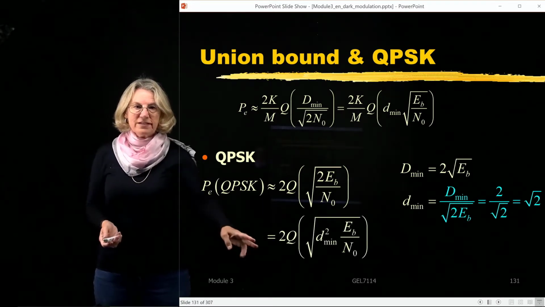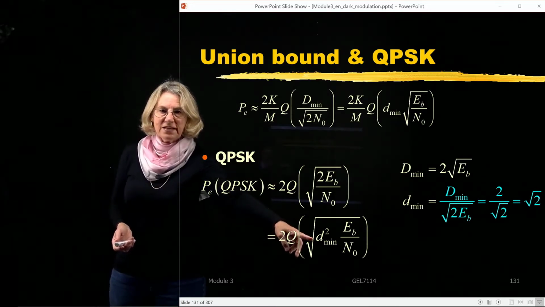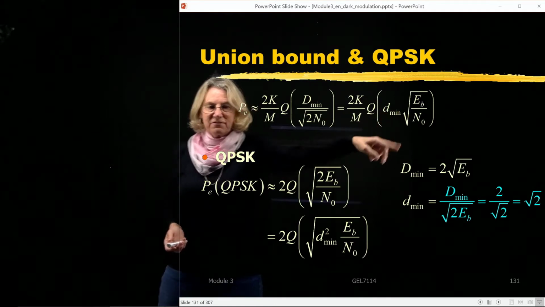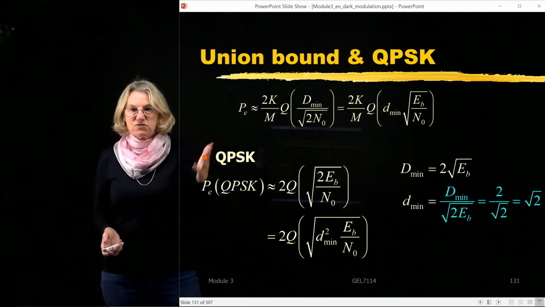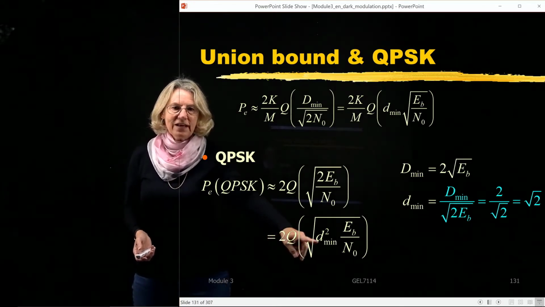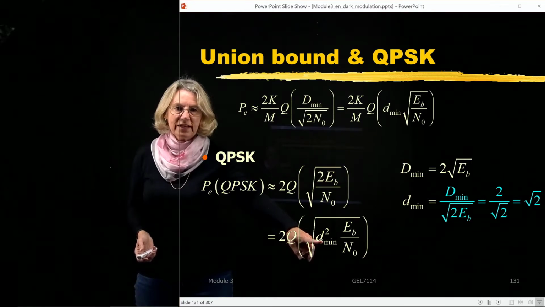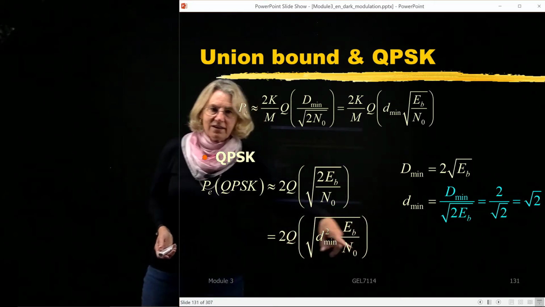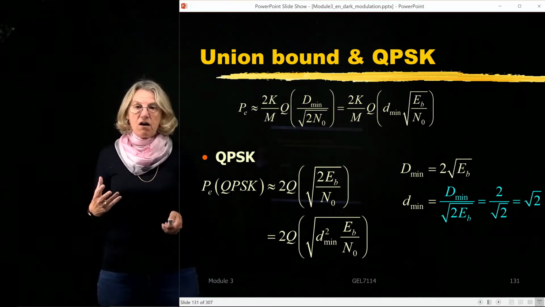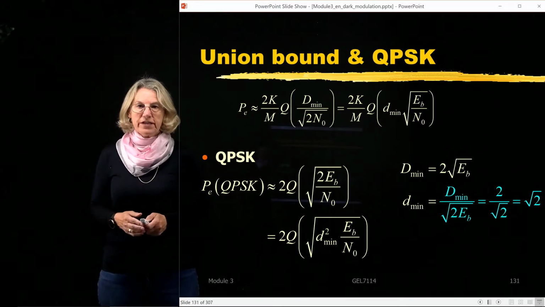So if I were to write the equation, the Q function now with the dmin inside of it, recall that this comes right from the union bound. It's not just for QPSK, but here it is for QPSK in particular. We can put this dmin on the inside of the square root. So here's the 2, and that's directly related to the dmin lowercase squared. So this is our reference point, our basis of comparison for other modulation formats.